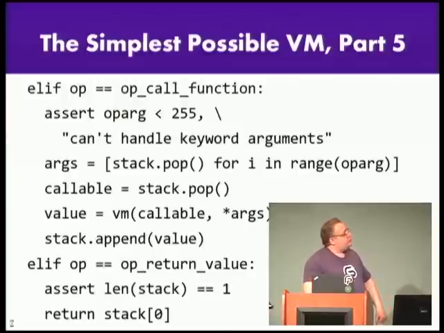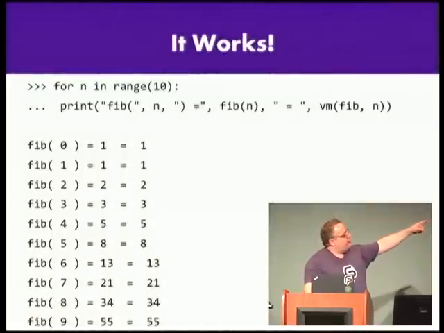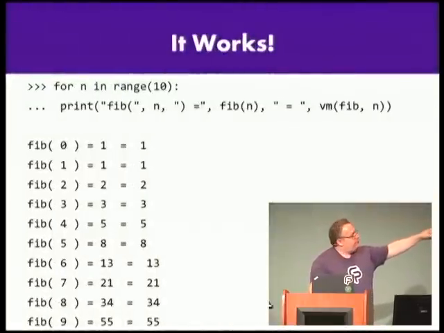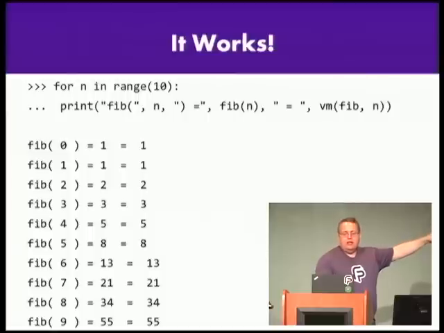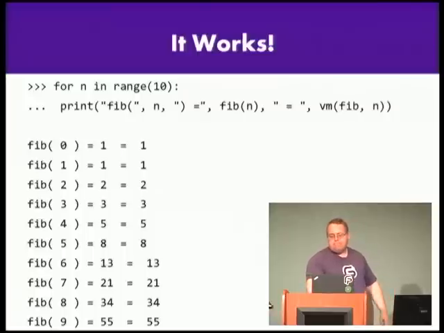And this really, really works. This is calling it in a loop, 0 through 9, and I call the real fib, and I call VM, my VM, with that fib callable and the parameter of n, and I get the same results every time.